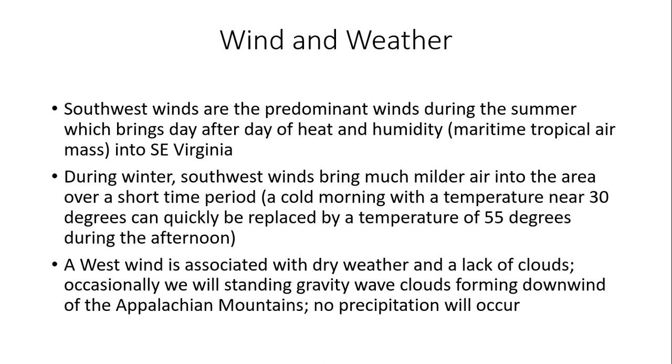And so what you get occasionally in the upper levels of the atmosphere is that you still have enough moisture downstream of the mountain peak, and you get what are known as standing gravity wave clouds, these Kelvin-Helmholtz clouds, which form downwind of the Appalachian Mountains. But usually with a west wind, even with these standing gravity wave clouds or Kelvin-Helmholtz clouds, you're not going to get any precipitation to really occur.